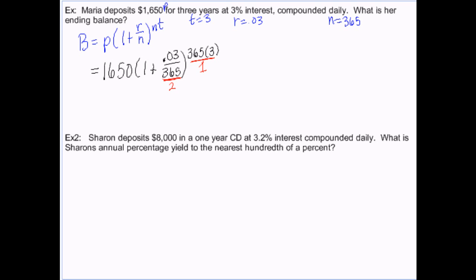So I have 365 times 3. And here's what I usually do. I go, okay, that is 1095. And I just go ahead and cross it out, put the right number up there. And then I go, okay, 0.03 divided by 365. I'm going to write it off to the side over here.